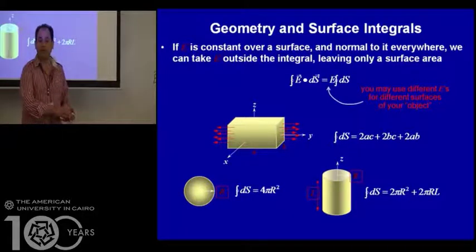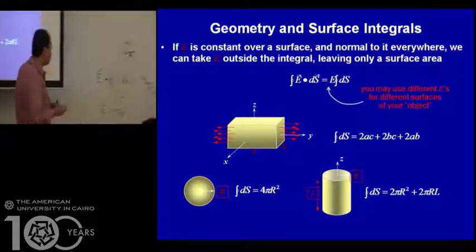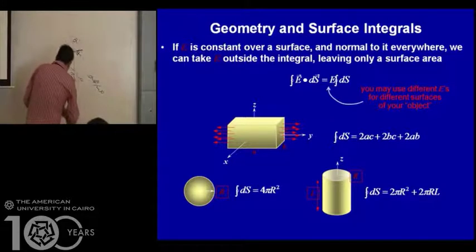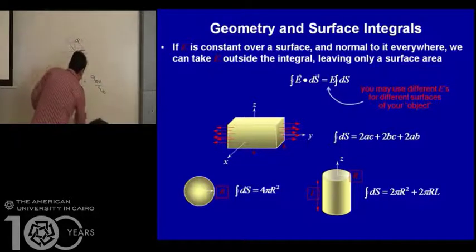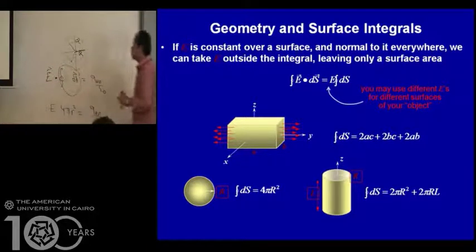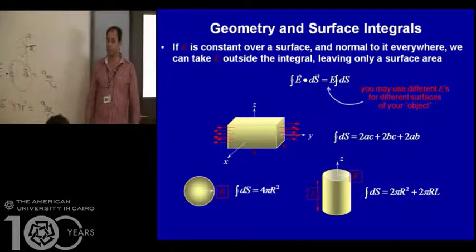This equals q enclosed divided by epsilon 0. What is the charge inside Gauss's surface? Is it q? Is it capital Q?